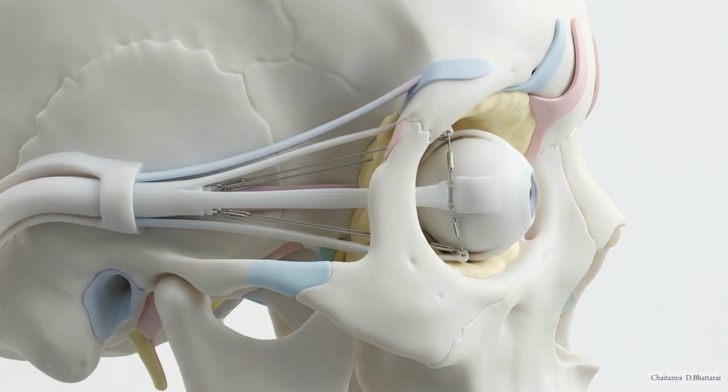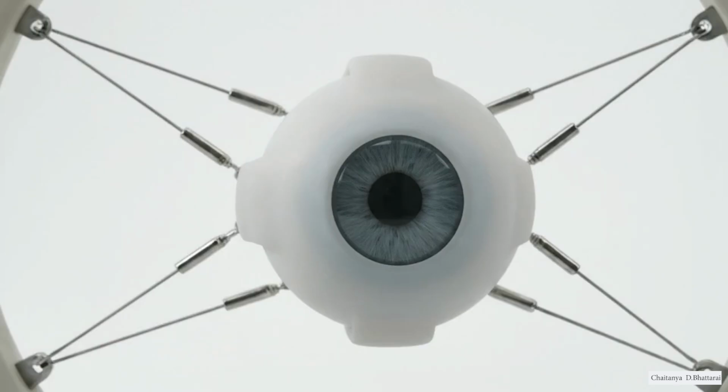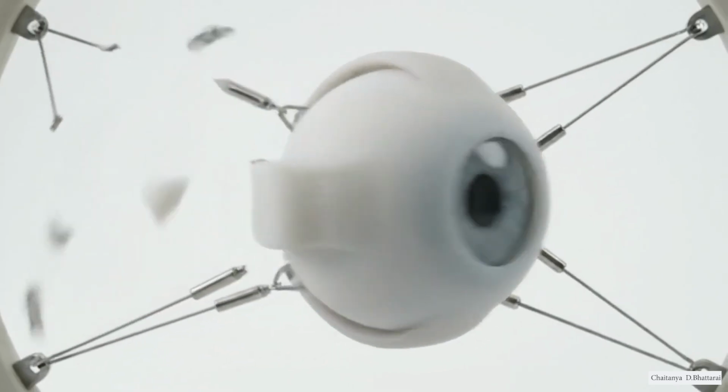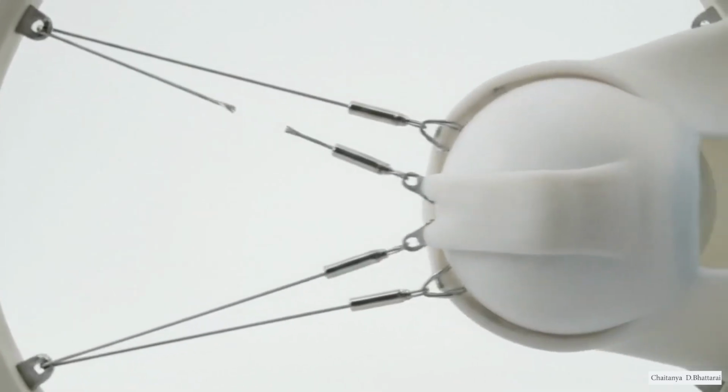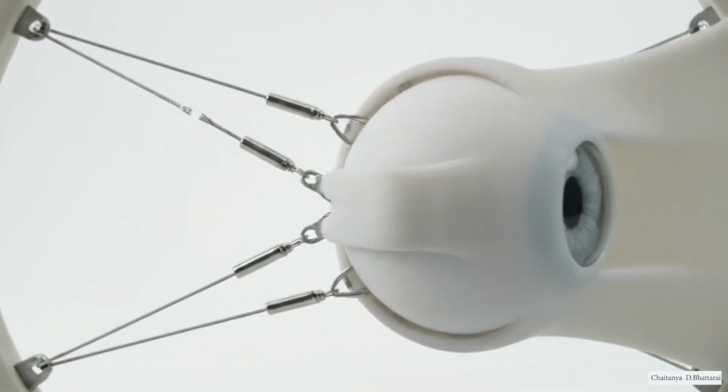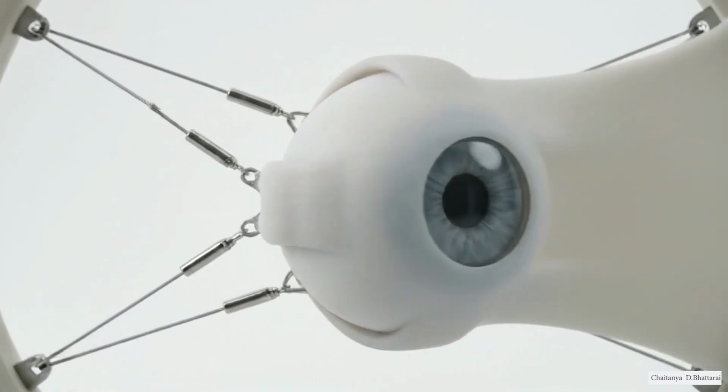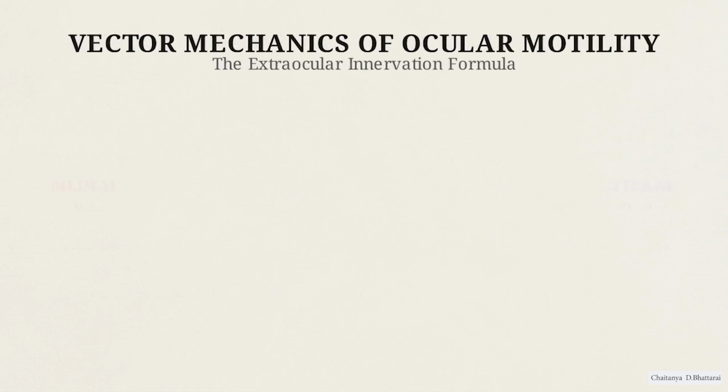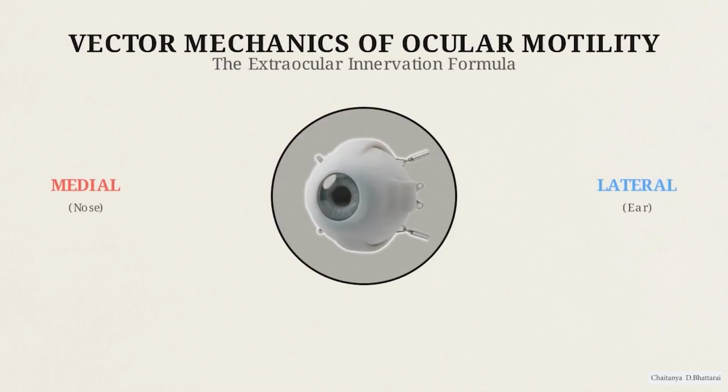We can apply this same objective logic outside the internal brainstem circuitry, evaluating the external biomechanics of the extraocular muscles. The foundational mechanical rule is simple. Paralyzed muscles don't just stop working. They yield to the constant, unopposed tension of healthy antagonist muscles. This 3D model isolates the extraocular innervation formula. The lateral rectus muscle is powered by cranial nerve 6, pulling outward.